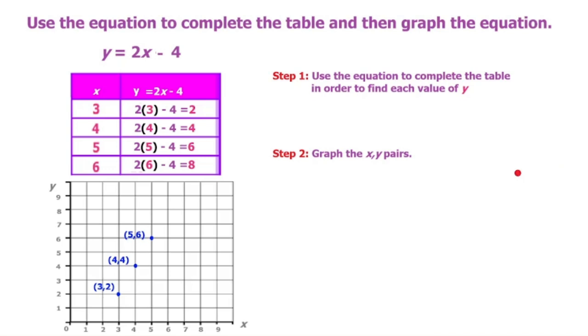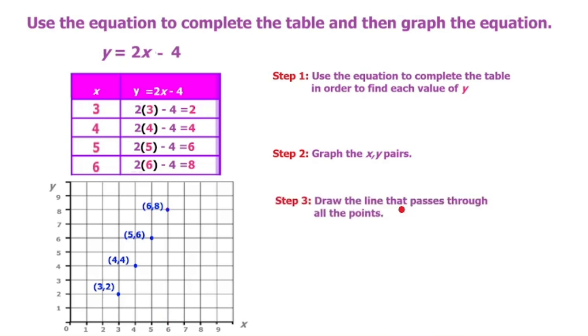Then we go to 5, 6. X is 5, y is 6. We go along the x-axis till we hit 5 and go up the y-axis till we hit 6, and that's our spot there. And finally, 6, 8. 6 is the x, y is 8. So we move along the x-axis till we hit 6, and then we go up until we hit 8 on the y, and that's our spot here, 6, 8.